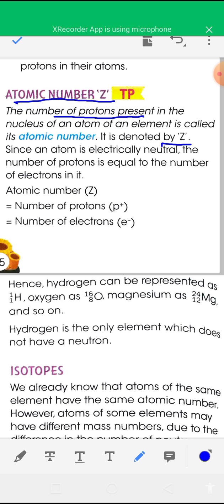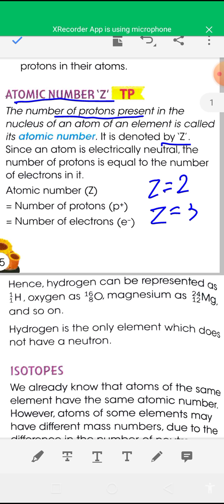For example, if two protons are present at the center of an atom of an element, then its atomic number is 2. If 3 protons are there, then atomic number is 3. So atomic number is equal to the number of protons present in the nucleus.